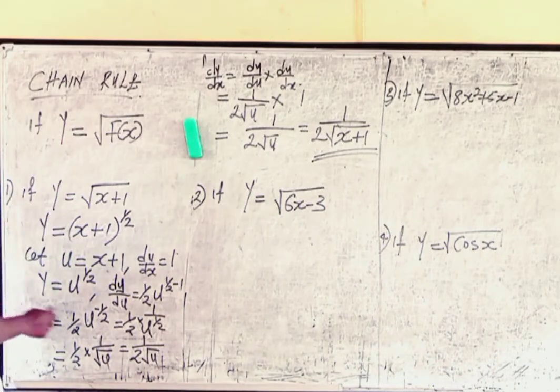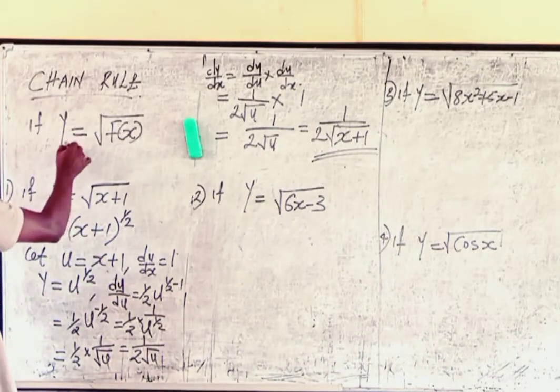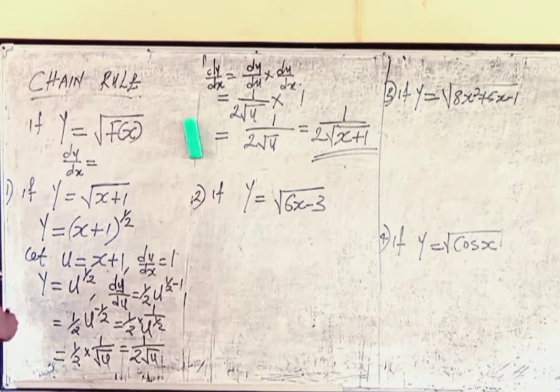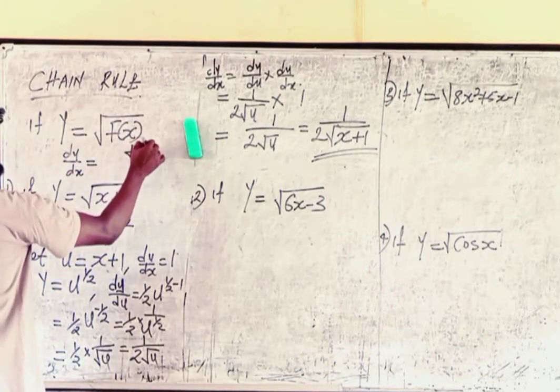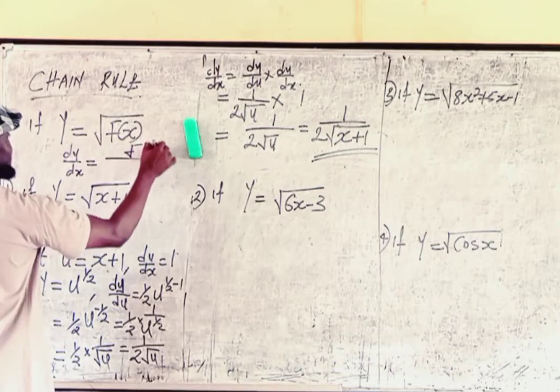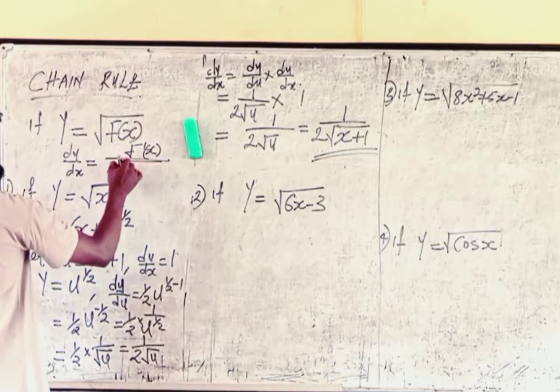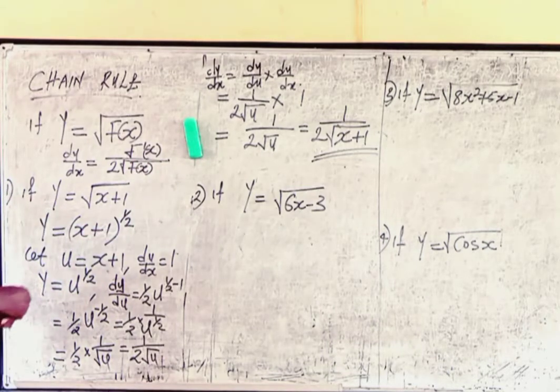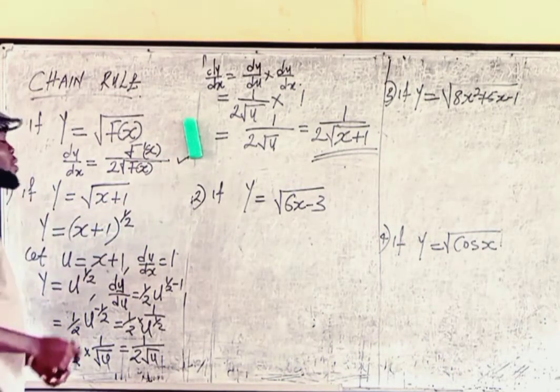And there's another approach different from the first one I just did: if y is equal to the square root of a function of x, dy/dx must be f prime of that function of x, divided by 2 times the square root of the function of x. Now, look at what I'm trying to say. This will be the answer to the problem.